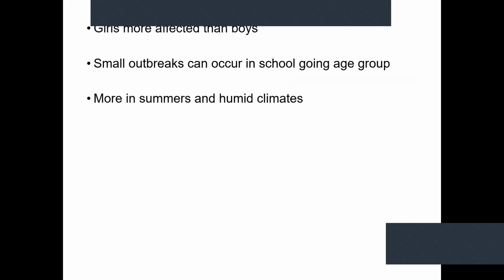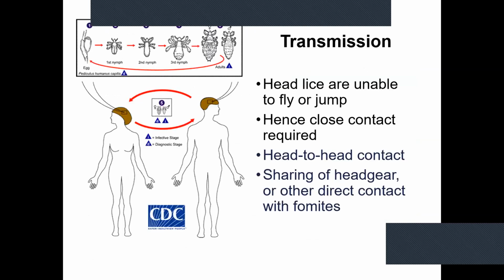The transmission pattern is interesting. The head lice are unable to jump or fly, so close contact is required between the two persons. Sharing of headgear or direct contact with fomites is common. This is the life cycle of the head lice.